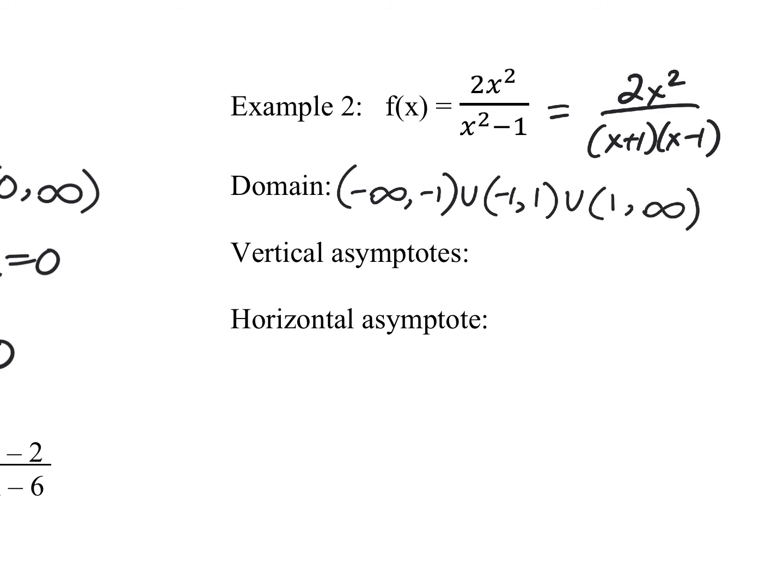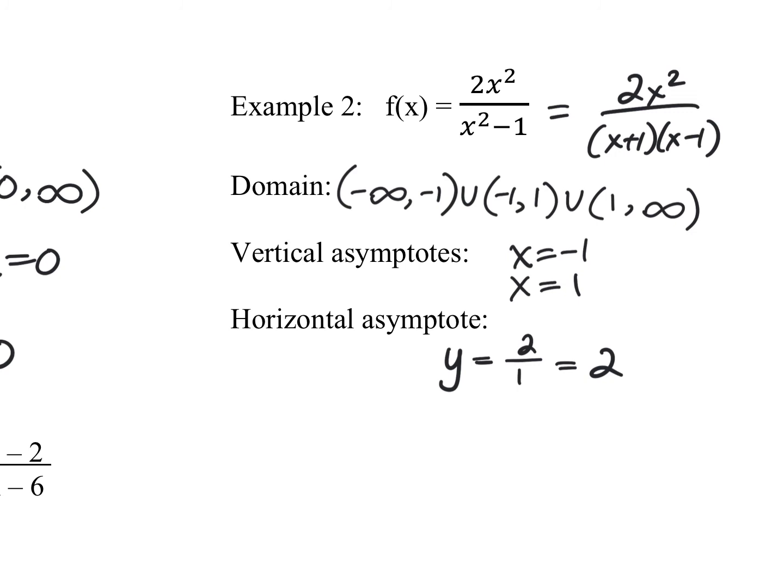So we would write our domain with 3 intervals from -infinity to -1, -1 to 1, and then 1 to infinity. Those discontinuities are vertical asymptotes. There's one at x equals -1 and another at x equals +1. In this case, the degree of both the numerator and denominator are the same, so we would divide their coefficients. Our horizontal asymptote would equal y equals 2 over 1, or just y equals 2.